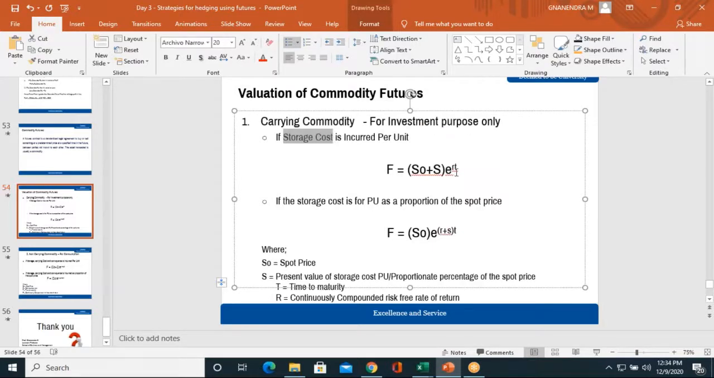So you can use the equation S0 plus S e to the power of RT, but this S is the present value of the storage cost you have to calculate. When it is given per unit, then yes, you can go ahead with this. But there is a possibility of it being given as a proportion of spot price, a percentage of the spot price. In that case, you have to go with this particular equation.